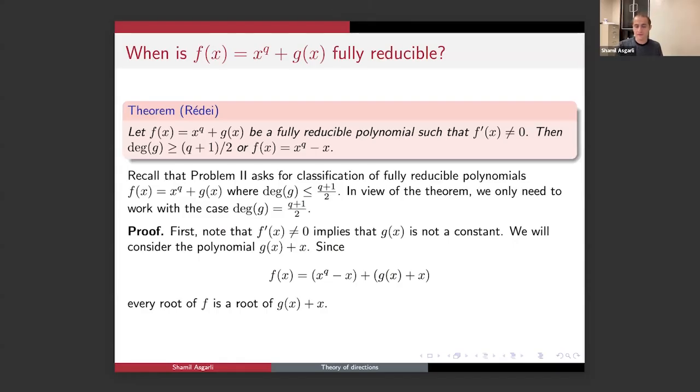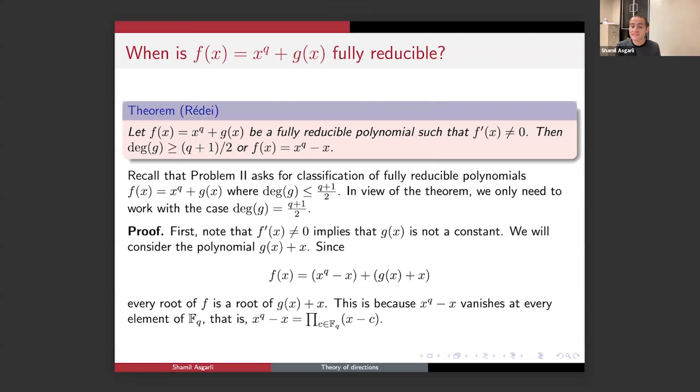So this is because x to the q minus x vanishes at every element of F_q. That is, x to the q minus x is the product of x minus c as c ranges over F_q.